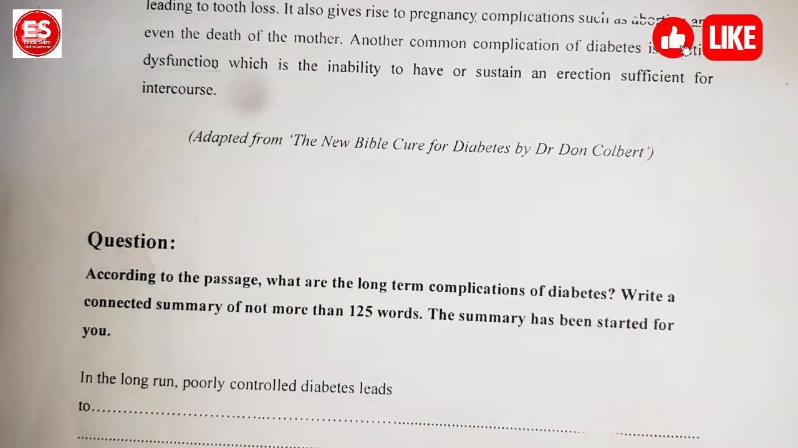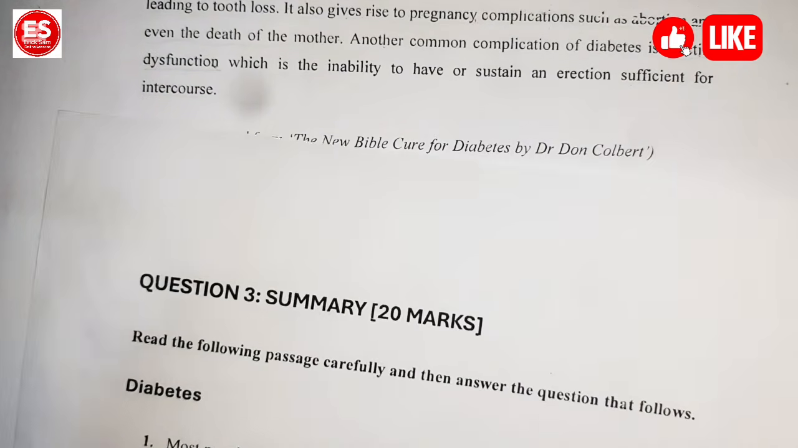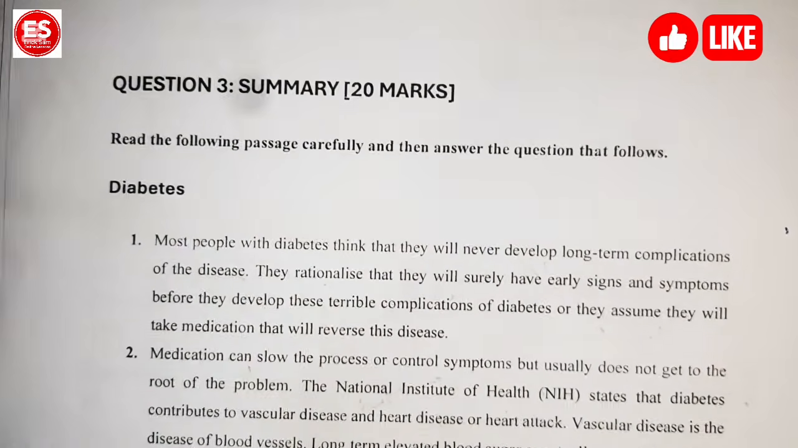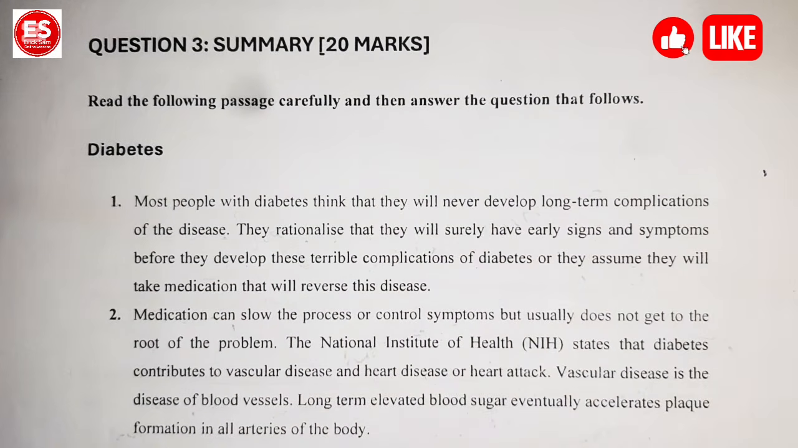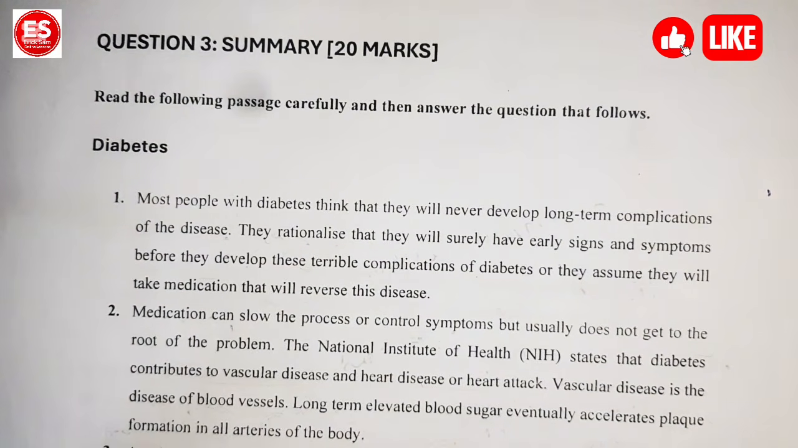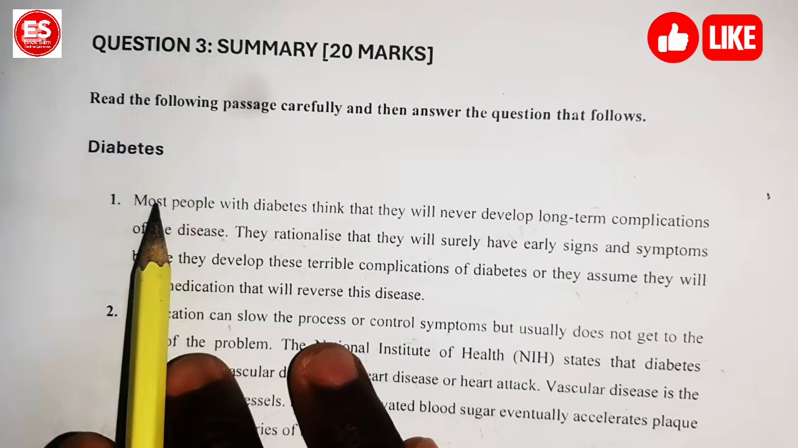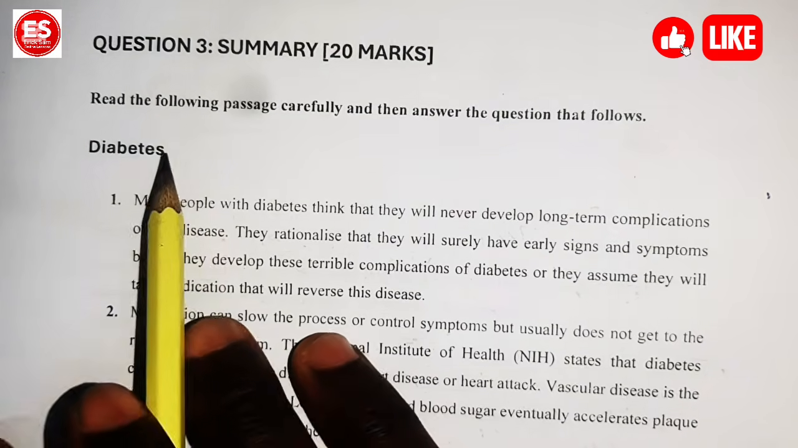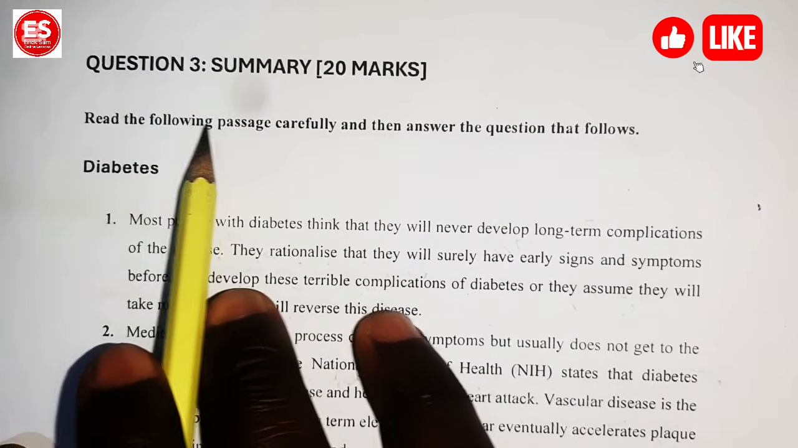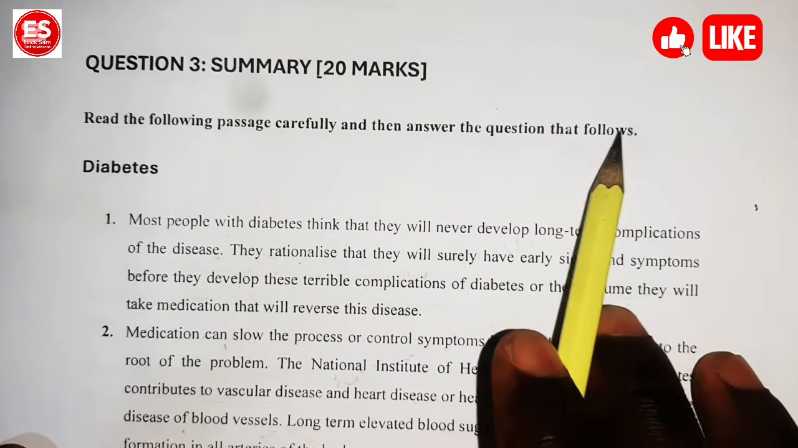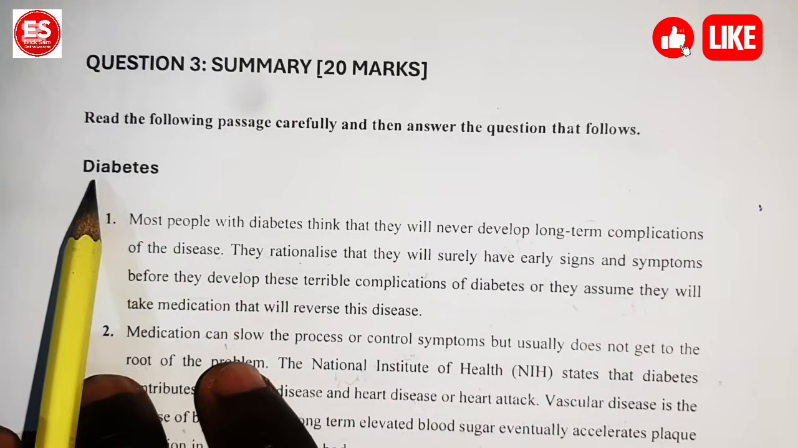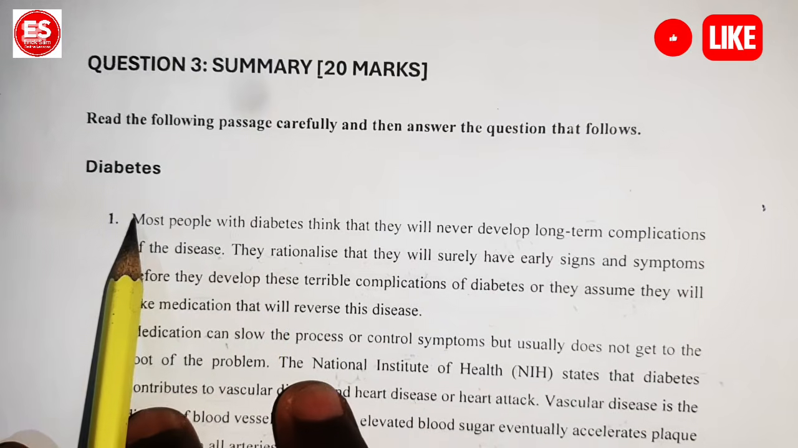So the first thing that we are going to do is identify the points before we start writing. We identify the points and make sure we underline the key points that we are looking for. We need to remember that we are looking for long-term complications of diabetes, right? Now let's read the passage. According to the passage, read the following passage carefully and then answer the question that follows. Of course, we've already read the question. Now, the topic is diabetes. All right. Now, let's start from here.